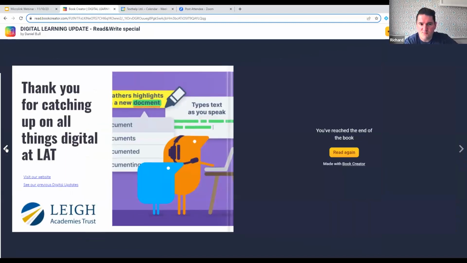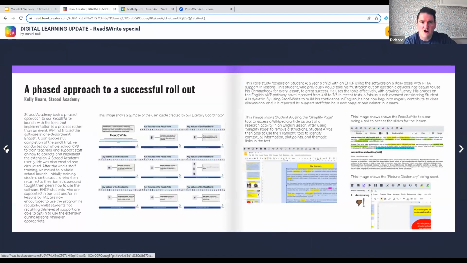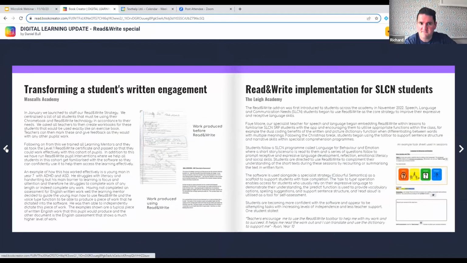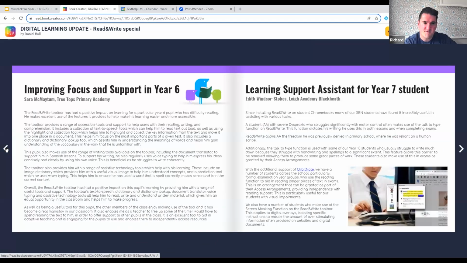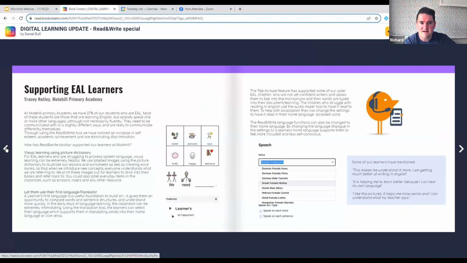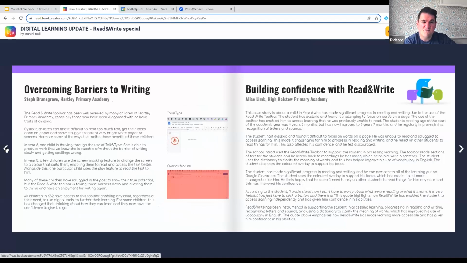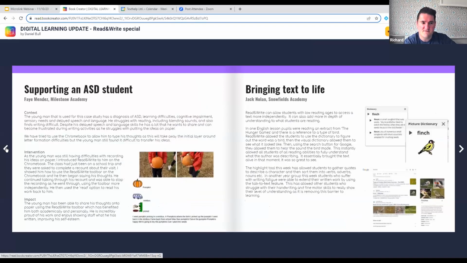This resource actually breaks down how Read and Write has been able to support students where English isn't their first language, how Read and Write has been able to support students with dyslexia specifically, right the way through to helping students writing and oral fluency as well. So a variety of fantastic content and fantastic experience that's been gained by the Academy Trust in utilising Read and Write with their students, and some fantastic examples taken from specific students within the trust as well. So another great resource showcasing the impact that Read and Write has had within the learners of the Academy Trust.